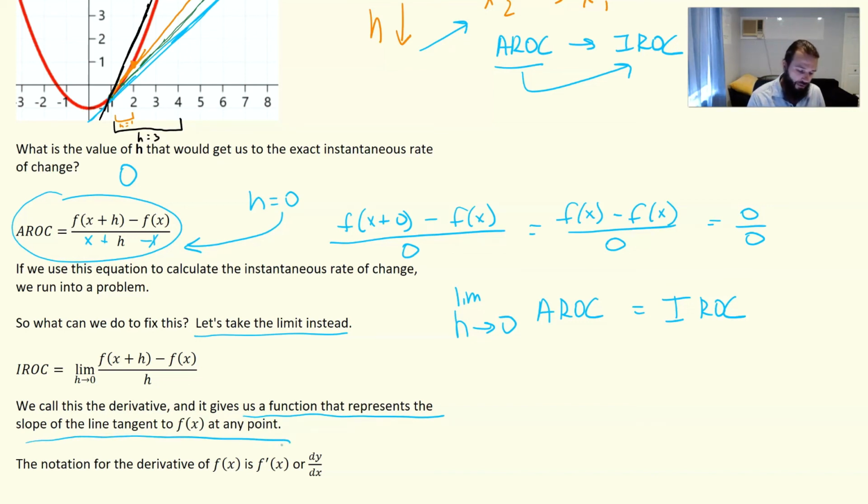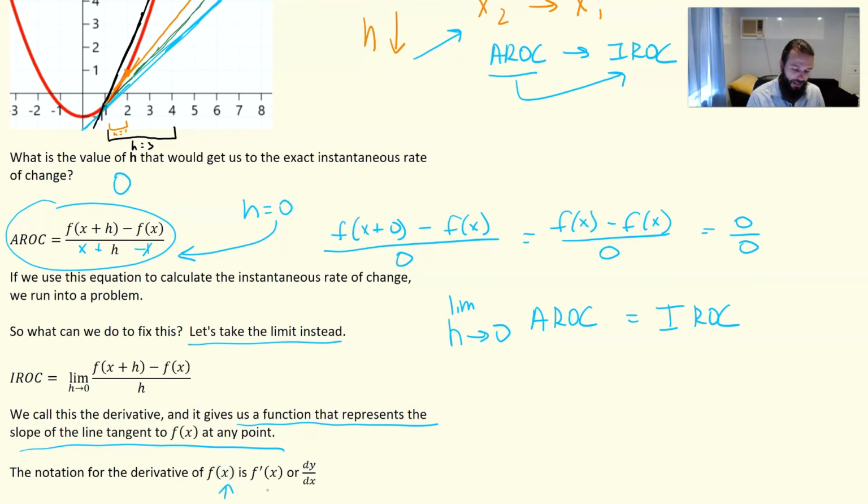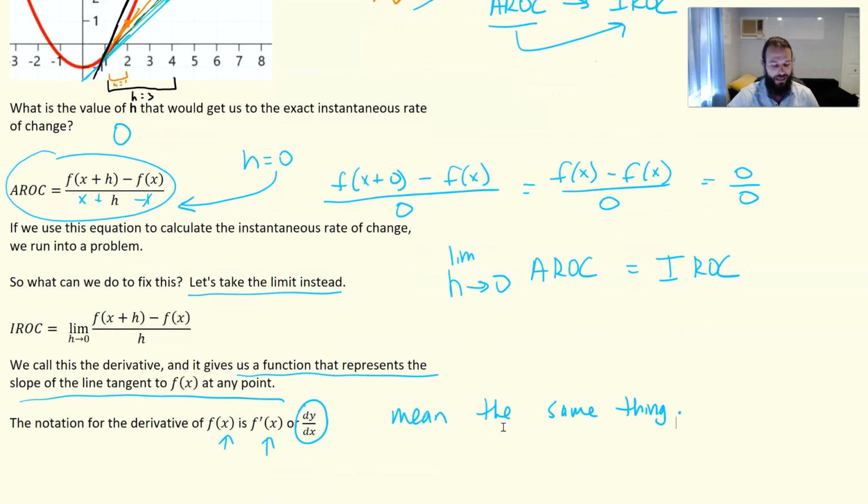The notation for the derivative of f of x is either f prime of x or dy over dx. They both mean the same thing. They both represent the derivative, the slope of the tangent line, the instantaneous rate of change.